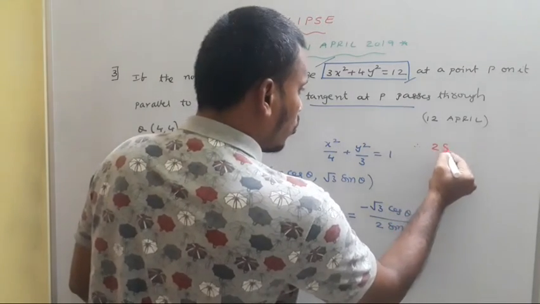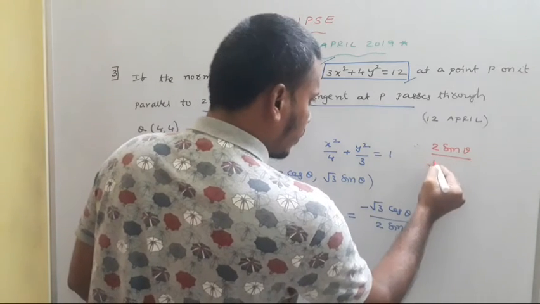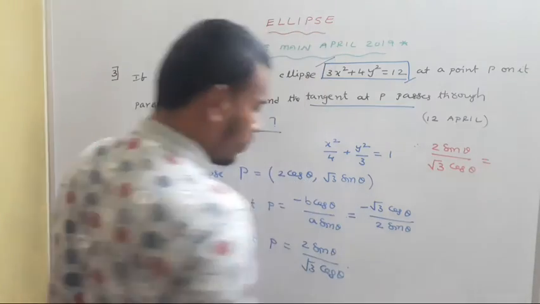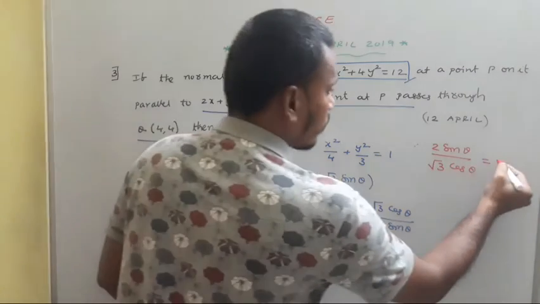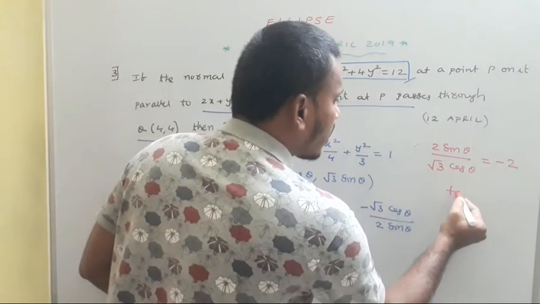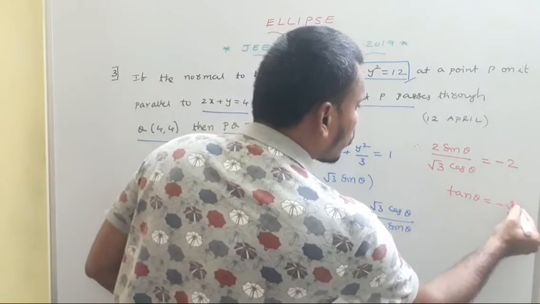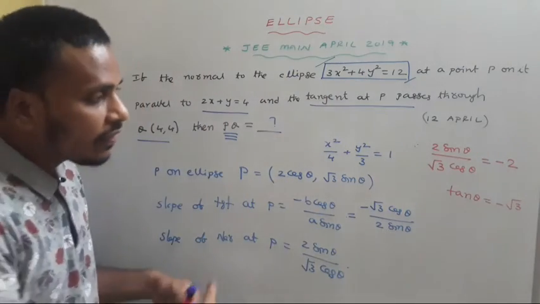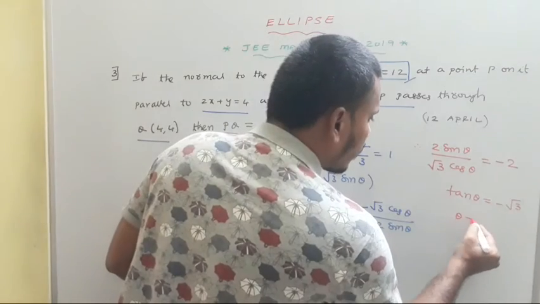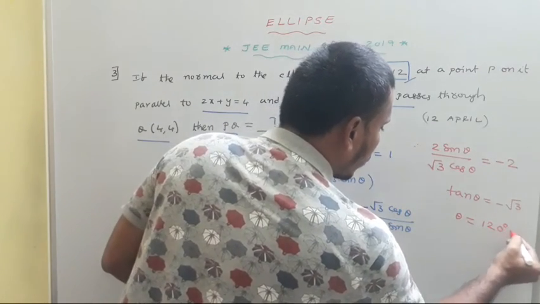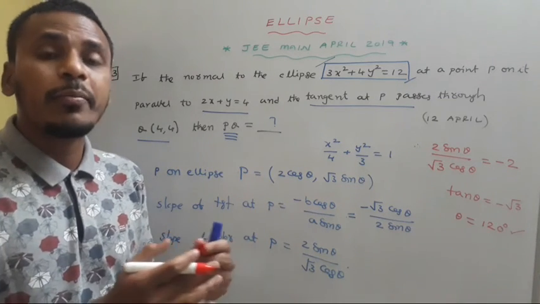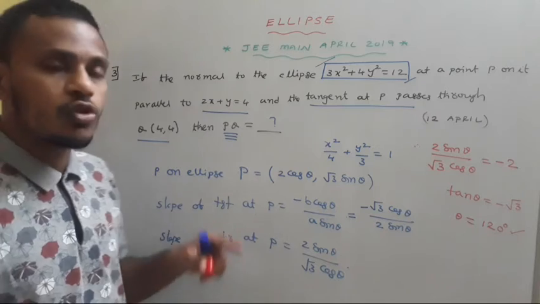Therefore 2 sin theta divided by root 3 cos theta is equal to the slope of this line, which is minus 2. If you cancel out 2, sin theta by cos theta is tan theta, so tan theta is equal to minus root 3. If tan theta is equal to minus root 3, what to say about theta? See, theta is equal to 120 degrees. Is it right? Or you can check it. Tan of 180 minus 60 is minus tan 60, tan 60 is root 3, so theta is 120.